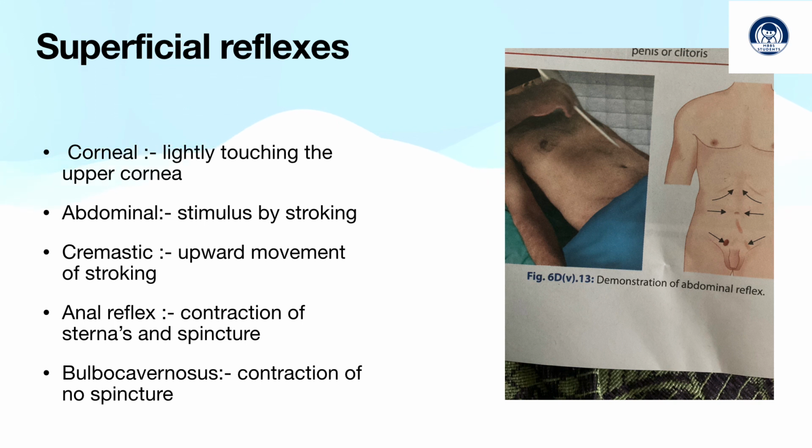Superficial reflexes. Corneal: lightly touching the upper cornea. Abdominal: stimulus by stroking. Cremasteric: upward movement of testis on stroking the thigh. Anal reflex: contraction of anal sphincter.